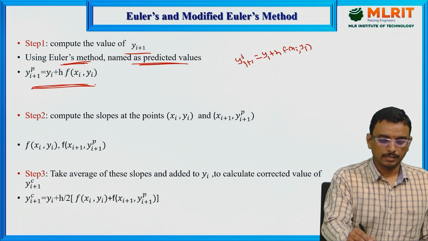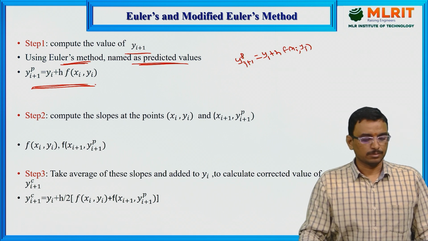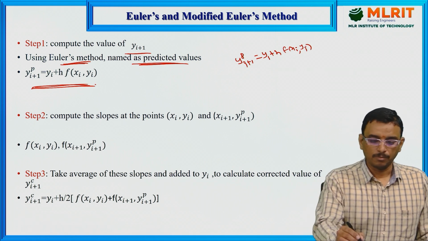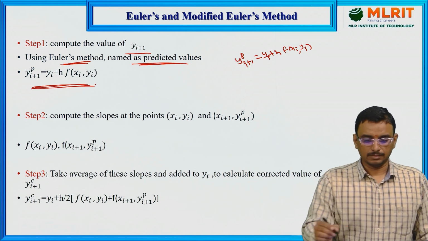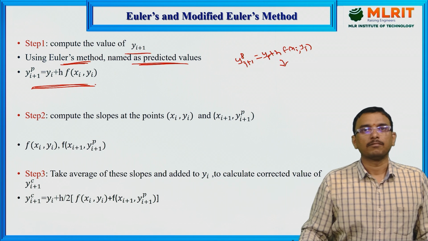Here we are taking the predicted value, so we are writing p. So yi plus 1 of p is equal to yi plus h into f of xi comma yi, where h is the step size of equal length.